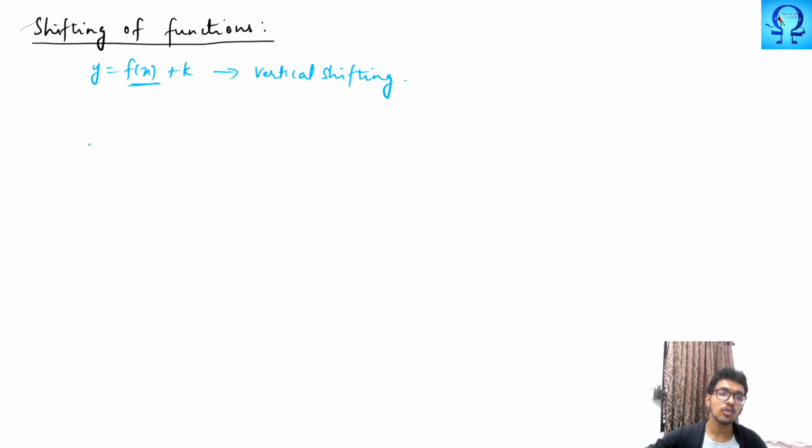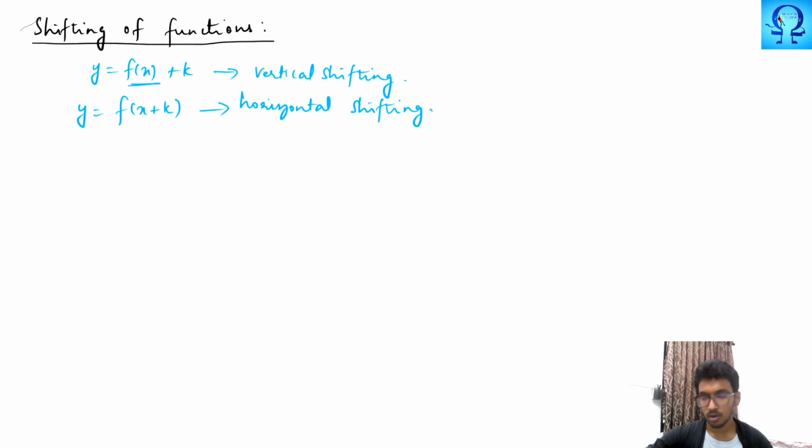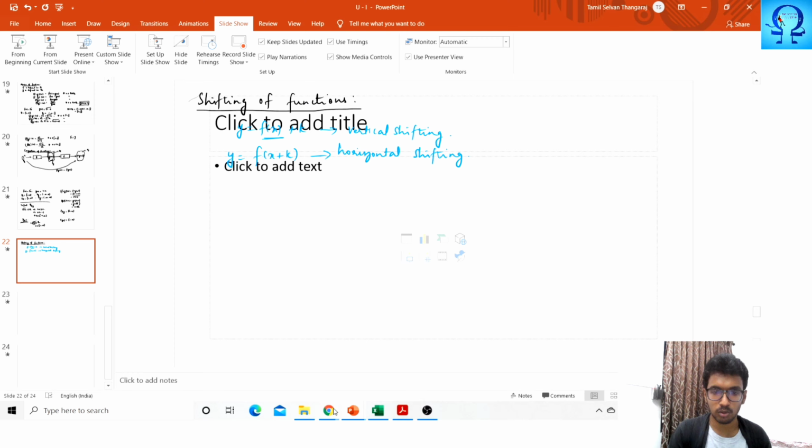In order to make the horizontal shift, what we have to do is that we have to add this constant to the independent variable x. So in this case it will move horizontally, so it will perform horizontal shifting. Okay, let us go to the graphing and see what happens over there.